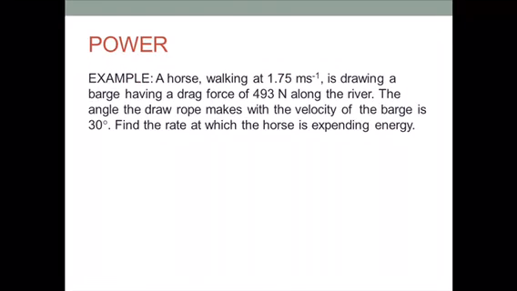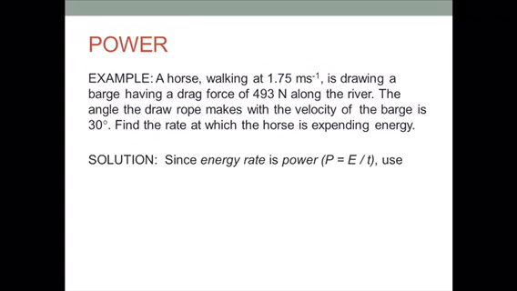Let's look at this example. A horse walking at 1.75 meters per second is drawing a barge having a drag force of 493 newtons along the river. The angle the draw rope makes with the velocity of the barge is 30 degrees. Find the rate at which the horse is expending energy.